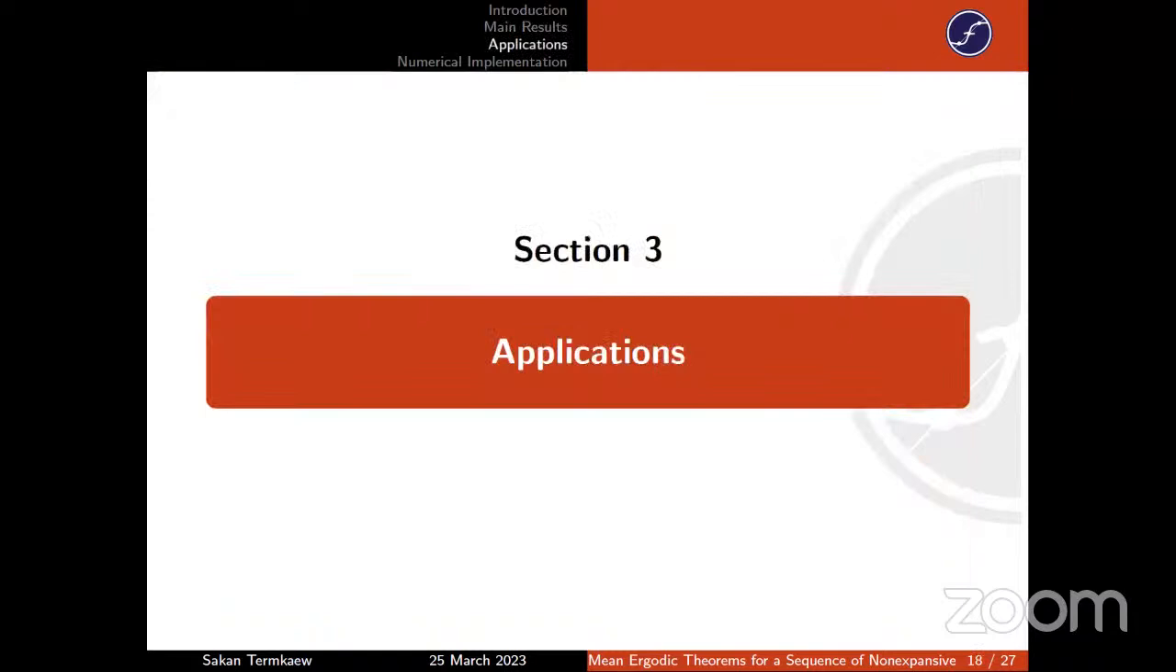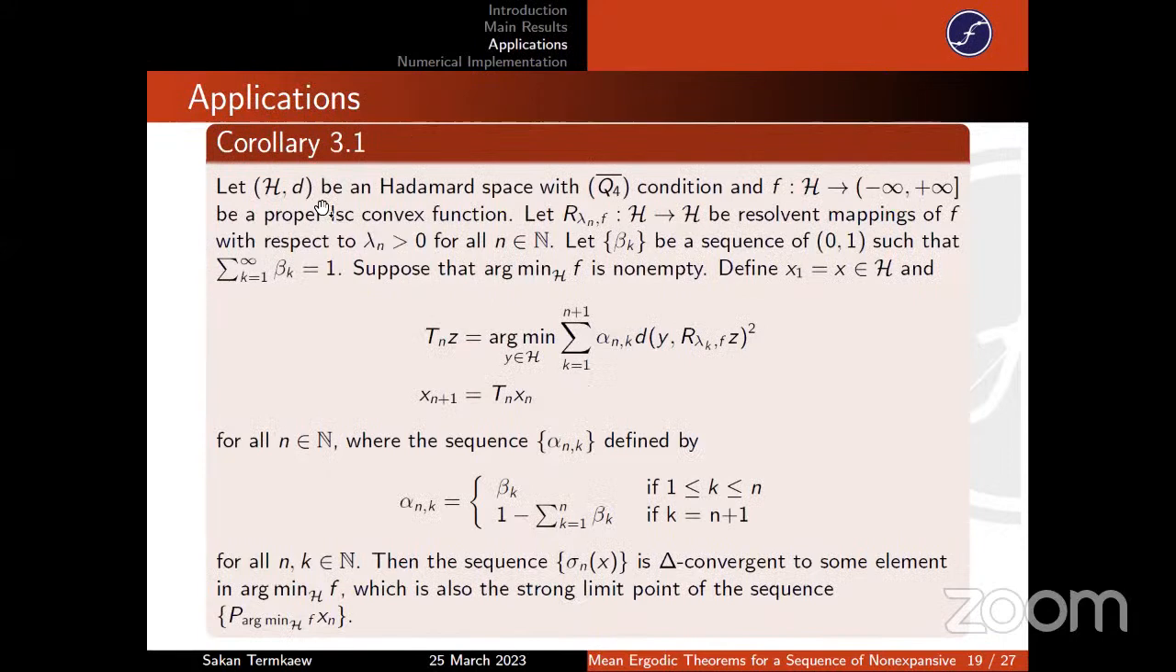The first corollary: in the same condition, we let f be a lower semi-continuous function, and let R_{lambda_n} f be the resolvent of f with respect to lambda_n for all n in N, and define beta_k and alpha_k the same as in the previous theorems.